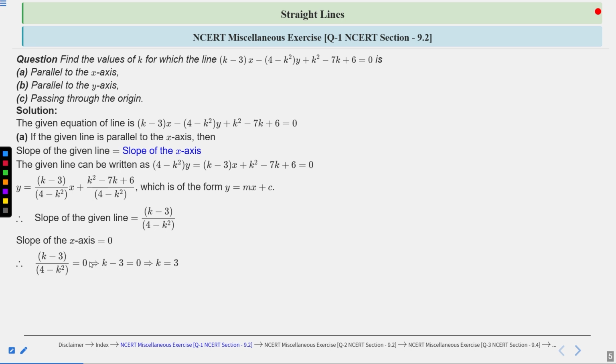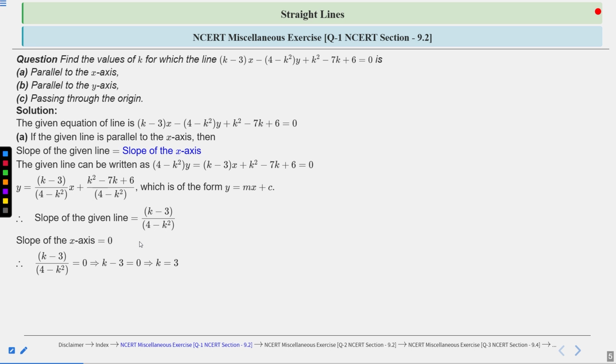Okay. So how do we get it? Basically, we use this concept: the slope of the given line is equal to the slope of the x axis, because this line is parallel to the x axis, and we know that if two lines are parallel to each other, then their slopes are equal.